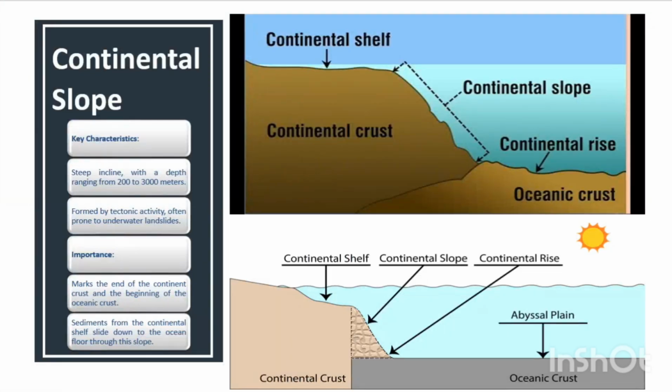After the continental shelf comes the continental slope. This marks the true boundary between the continent and the ocean basin. It is much deeper than the shelf and leads down to the deep ocean. The key characteristics of the continental slope include a steep incline with a depth ranging from 200 to 3000 meters. It is formed by tectonic activity and is often prone to underwater landslides. The importance of this oceanic feature is that it marks the end of the continental crust and the beginning of oceanic crust. Sediment from the continent slides down to the ocean floor through this slope.